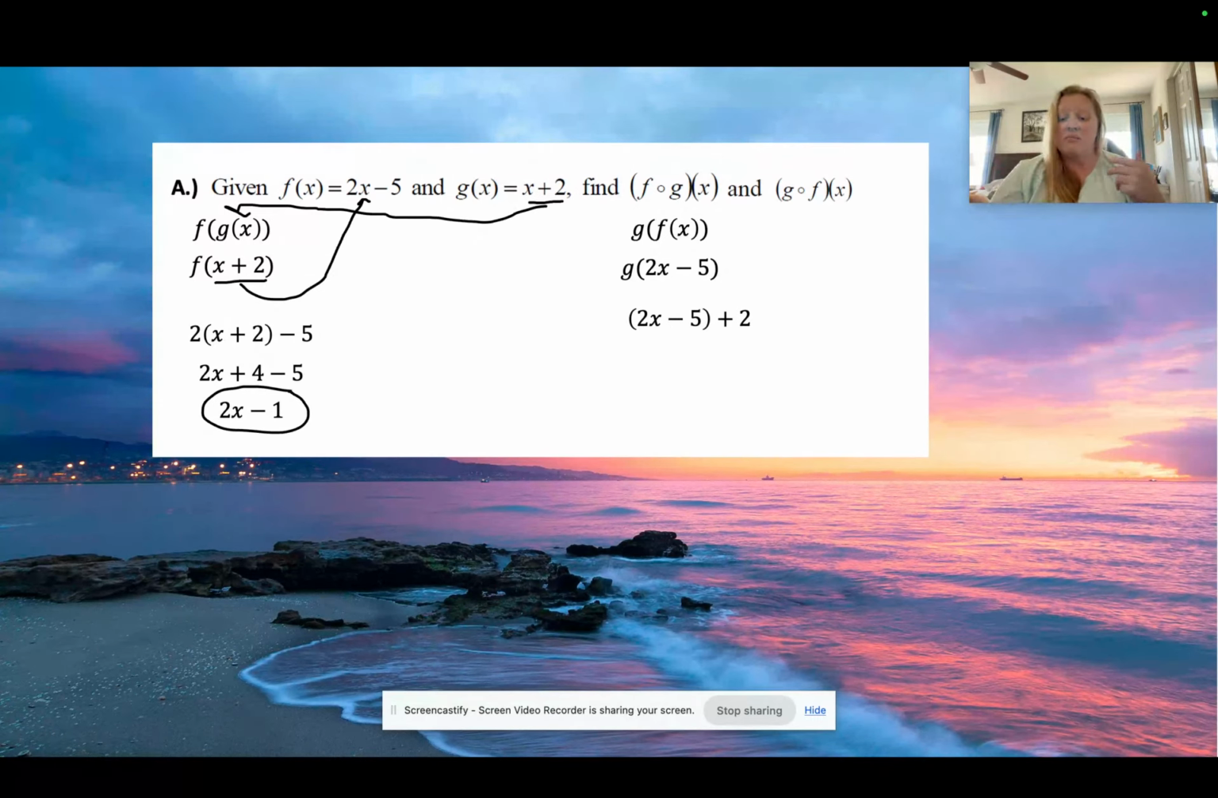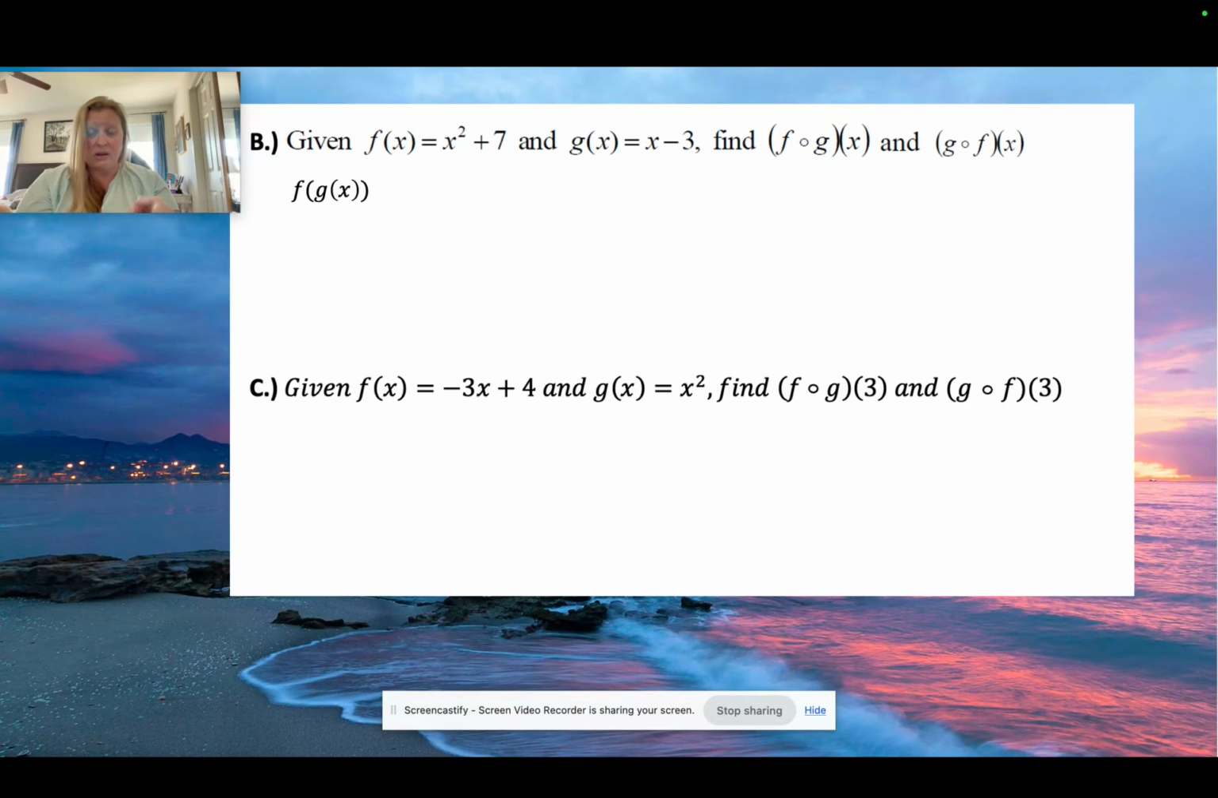All right, so we have a couple more here to practice. Some different functions, but same concept. So I'm going to rewrite my f of g of x in that parenthesis format. We're going to replace g of x with the formula for g of x, which is x minus 3. And then I'm going to take that x minus 3 and put all that in x's spot.